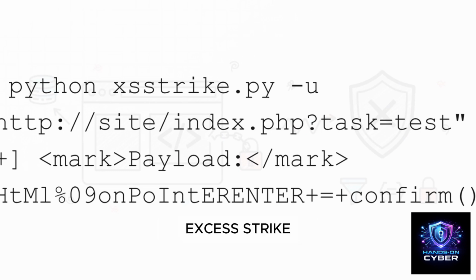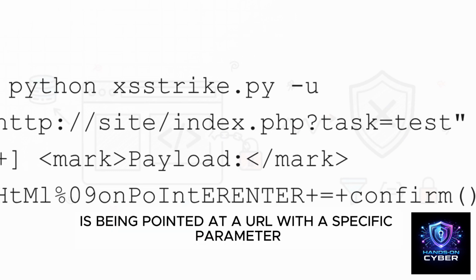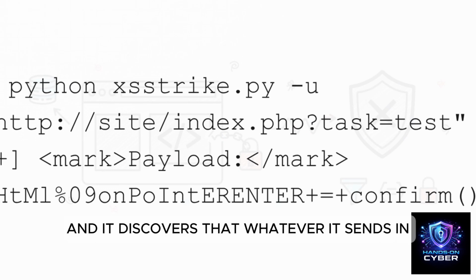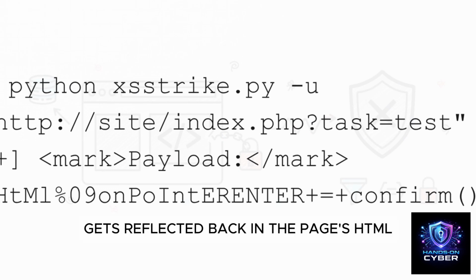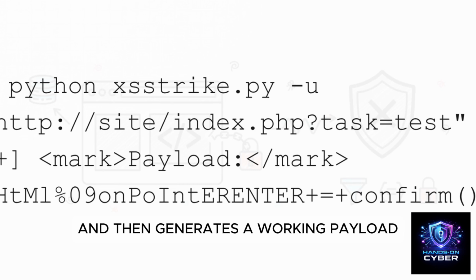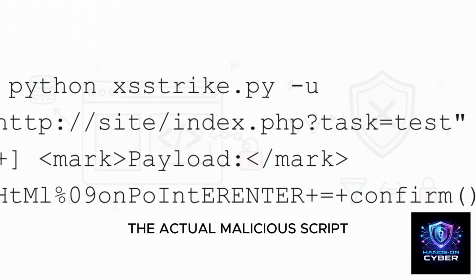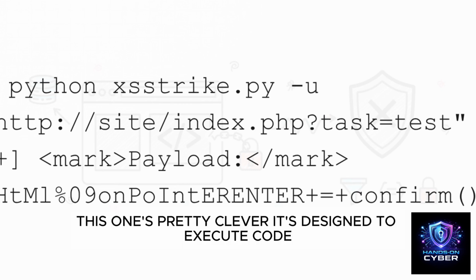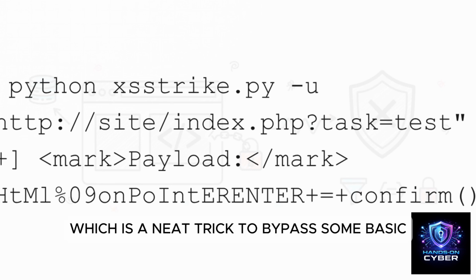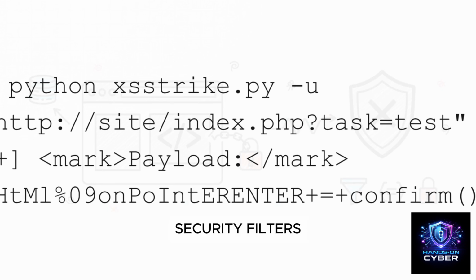This tool, XSStrike, is being pointed at a URL with a specific parameter, task equals test. It starts probing, and it discovers that whatever it sends in that task parameter gets reflected back in the page's HTML. So the tool identifies the flaw and then generates a working payload, the actual malicious script. This one's pretty clever. It's designed to execute code just when a user's mouse moves over it, which is a neat trick to bypass some basic security filters.